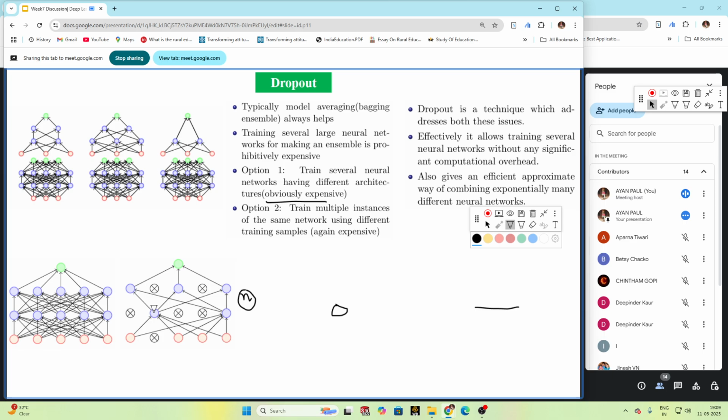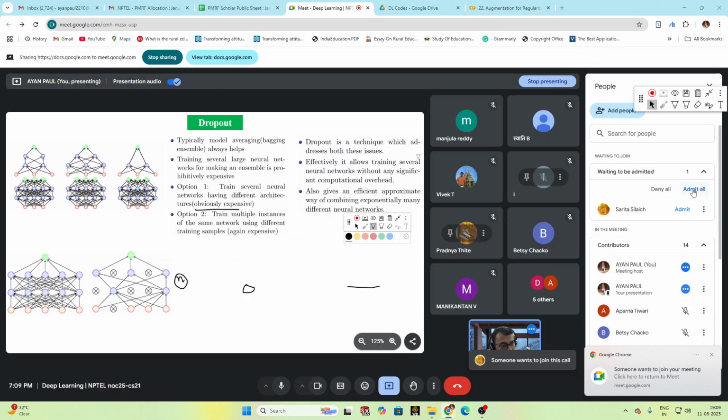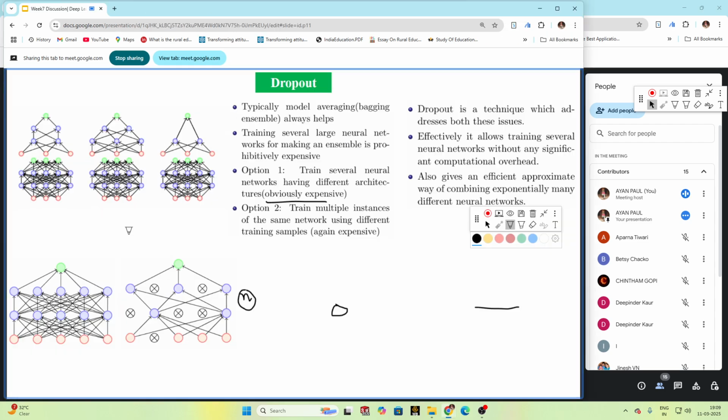To have a solution to this problem, we came up with the idea of dropout. What we do in dropout is we are again solving the problem like an ensemble method, meaning we will again be making many thin networks. But first, what is a thin network? A thin network means that in the hidden layer we are just dropping some of the neurons. So we are making many thin networks.